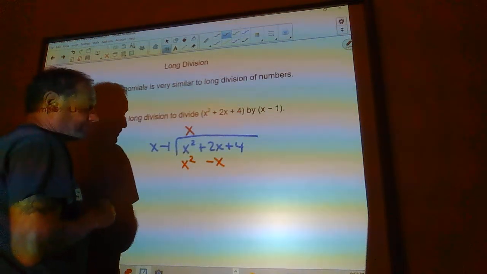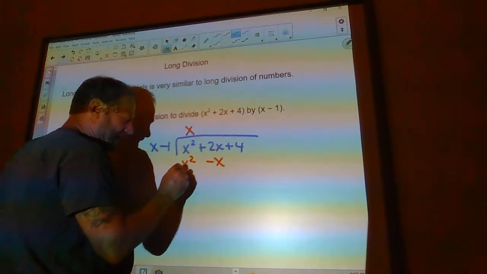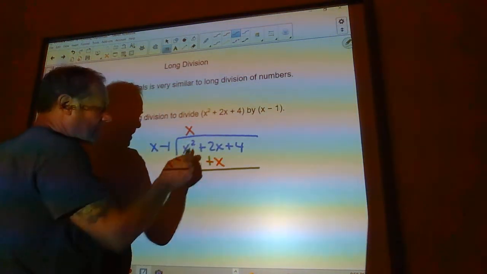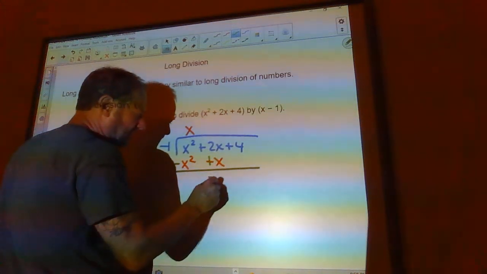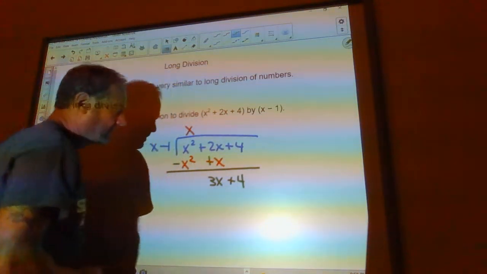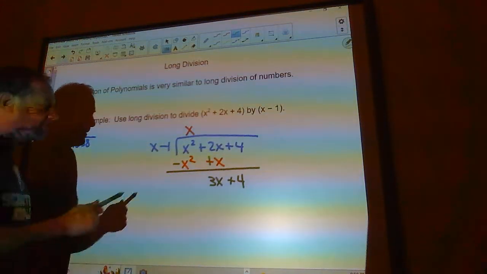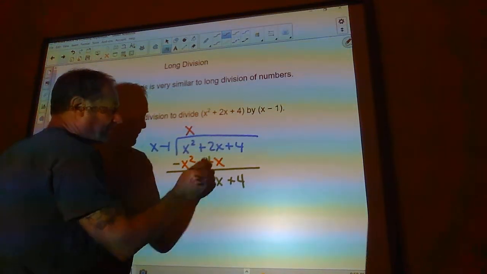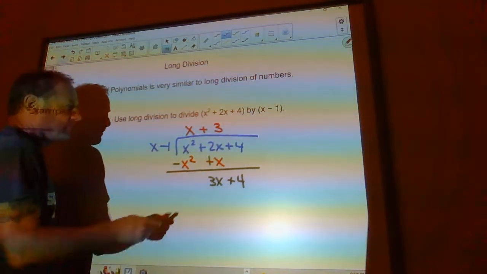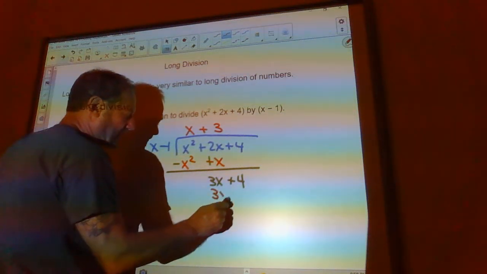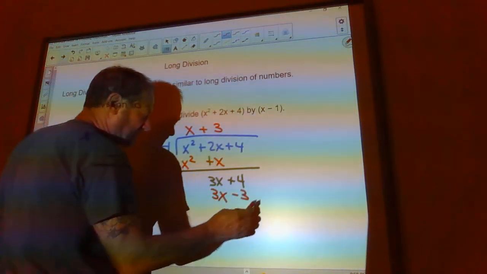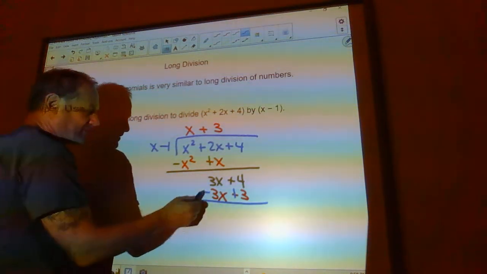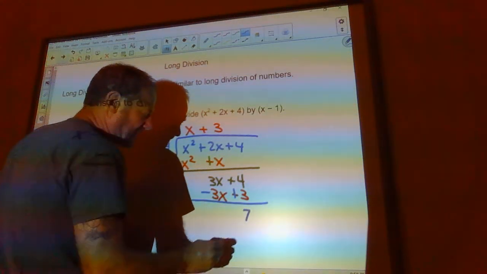Okay? Now, once I get here, I want to subtract this. So I'm going to change all the signs, and I'm going to combine my like terms. Okay, this goes away. I get 3x here, and I drop down the plus 4. Okay, now I ask myself, what do I have to multiply x by to get 3x? Well, that would be, of course, 3, so I'm going to add 3. 3 times x is 3x. 3 times negative 1 is negative 3. I go ahead and I subtract this, so I change the signs. This should always go away. I'm left with 7 right here.